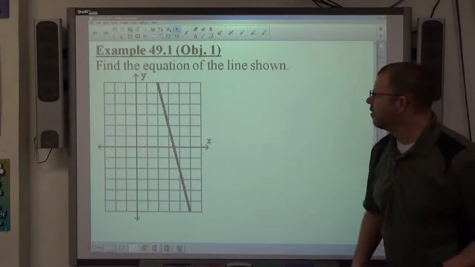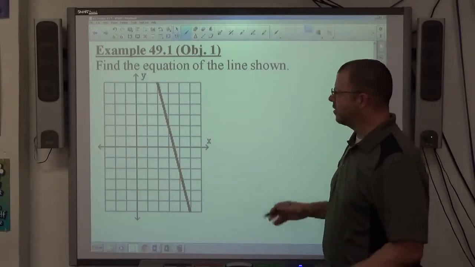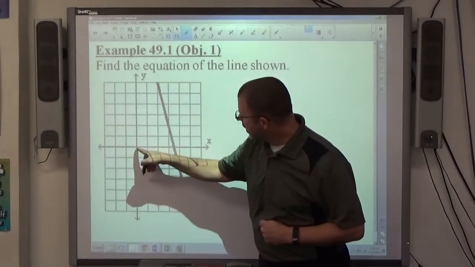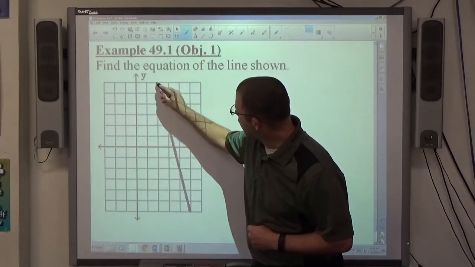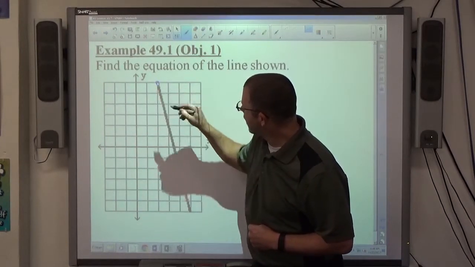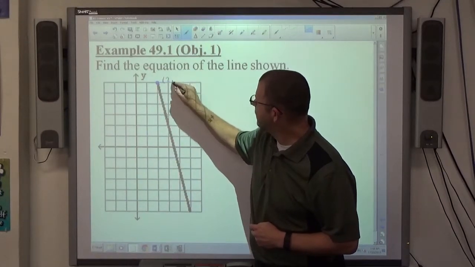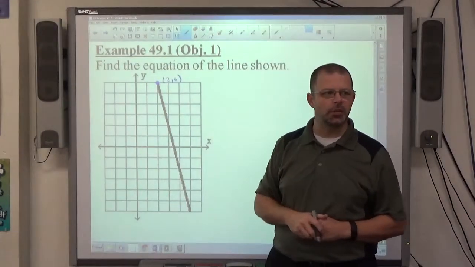Example 1: find the equation of the line shown. What you can see here is this line crosses at certain integer value points, and the integer value points are the ones we want to pick. Right where the lines cross, there's a nice friendly little point: 1, 2, 1, 2, 3, 4, 5, 6. You don't have to identify the actual coordinates of points. I'm doing this for purposes of demonstration.